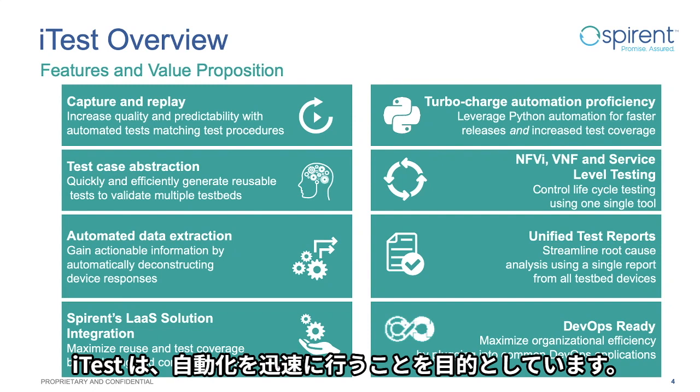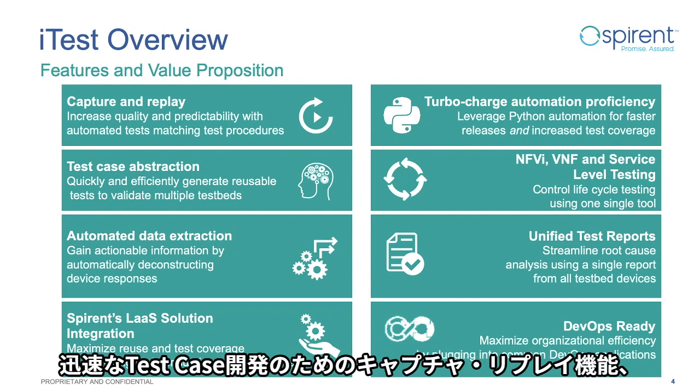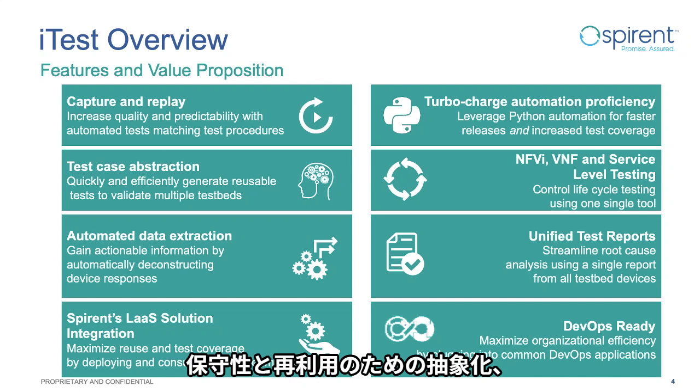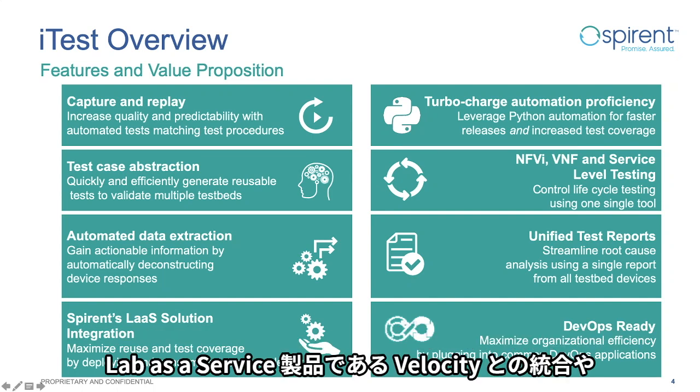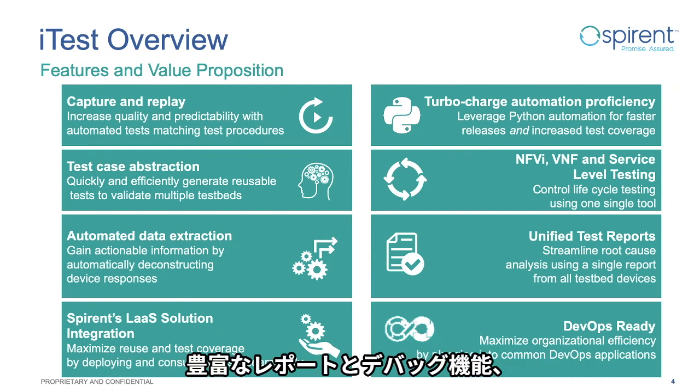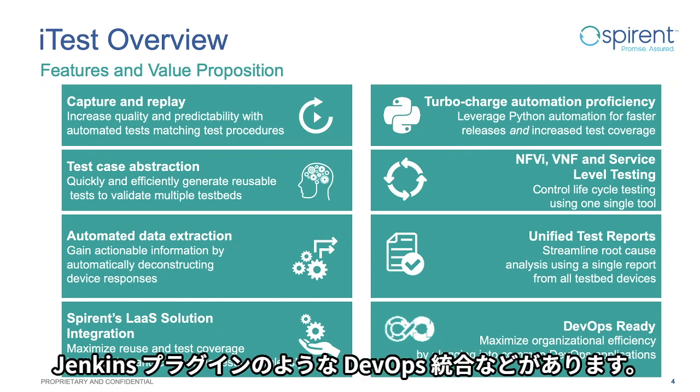iTest is meant to get you automating quickly with features like Capture Replay for fast test case development, abstraction for maintainability and reuse, response maps for easy and reliable interaction with CLI-based devices, integration with Velocity, our lab as a service product, rich reporting and debugging, and DevOps integrations like the Jenkins plugin.